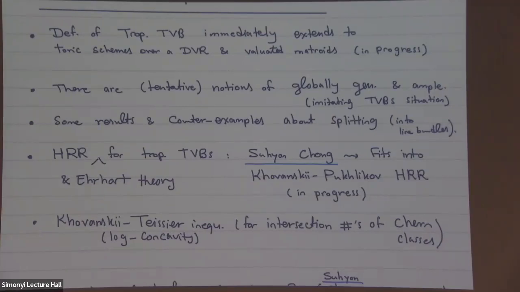We have notions of globally generated and ample, imitating this. It is a tentative notion, at least the ample one, but basically repeating or imitating the toric vector bundle case. We have some partial results about the splitting into line bundles related to Klyachko's original results.